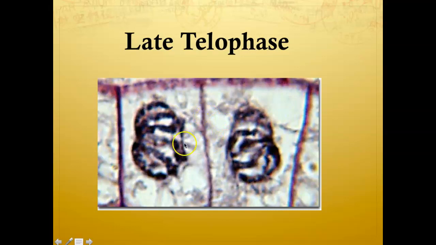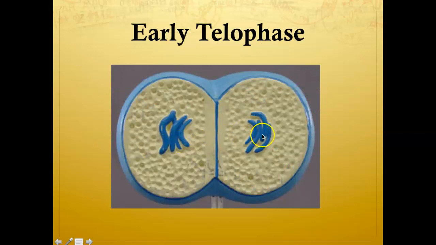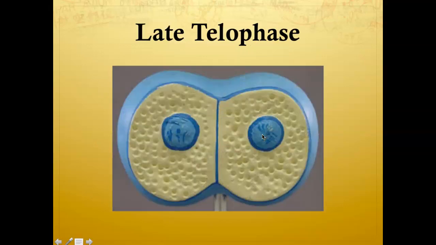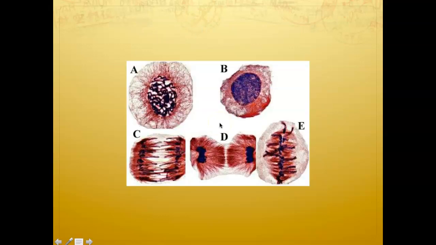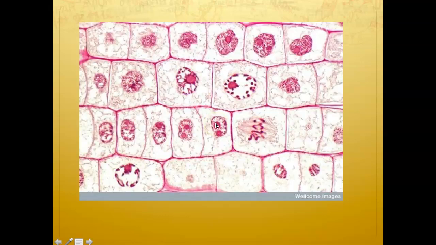And again, here is late telophase, two separate nuclei. And right here. So this is like early telophase and late telophase, where the nuclear envelope is beginning to appear again. If you look at a plant cell under the microscope, it's really nice to see and really easy to see some of these phases. So here's like early anaphase over here. Here is telophase, right here, the end of telophase.